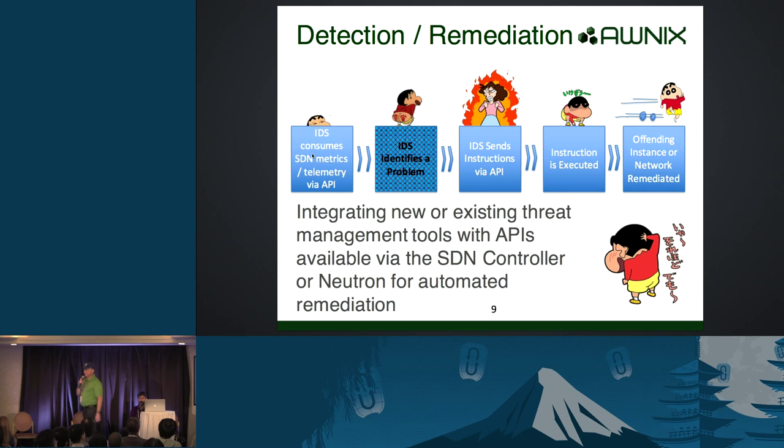So let's look at detection and remediation. Everybody here know Crayon Shin-chan? All right, so you can also do a number of other things. Let's say you have your various different types of UTM appliances or firewalls, and they detect something. Well, using APIs that are available both in OpenStack and in PlumGrid, you can use those things to automate some of your security and remediation.